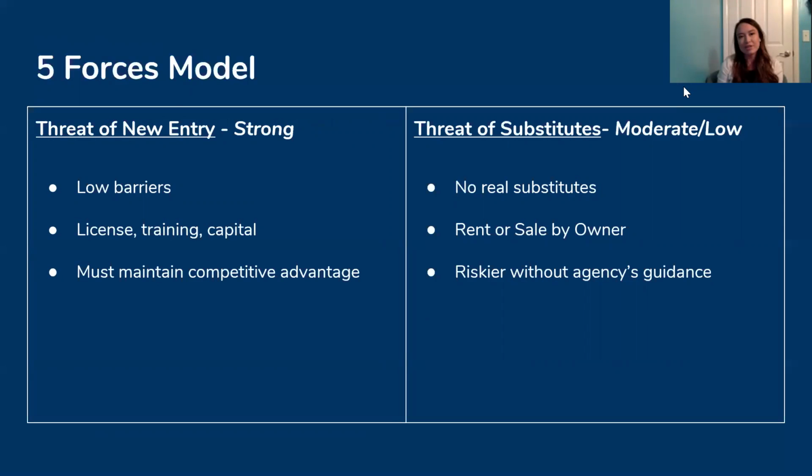So the threat of new entry is also a strong force because there are low barriers to enter the real estate industry. Really all you need is a license, training, and some capital to get started. So if you decide to work in this industry, you must always maintain a competitive advantage.